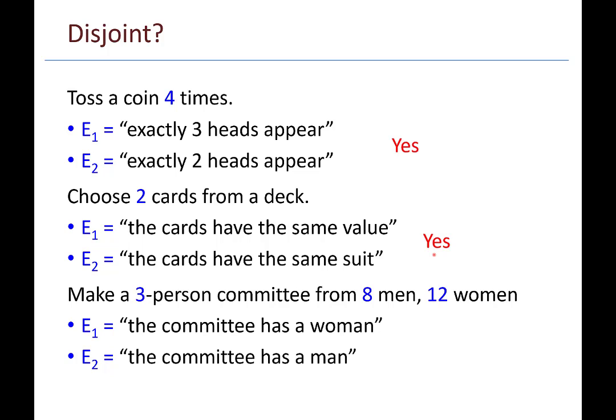In the third example, make a 3-person committee from 8 men and 12 women. Event 1, the committee has a woman. Event 2, the committee has a man. No, these are not disjoint events because the committee could have both a man and a woman.